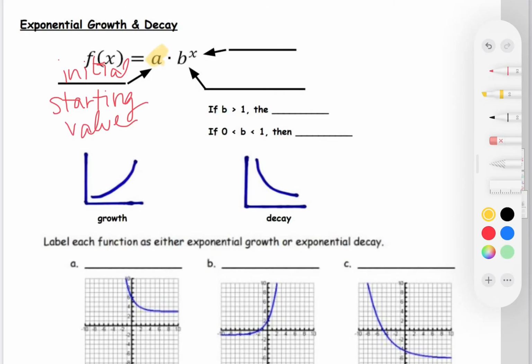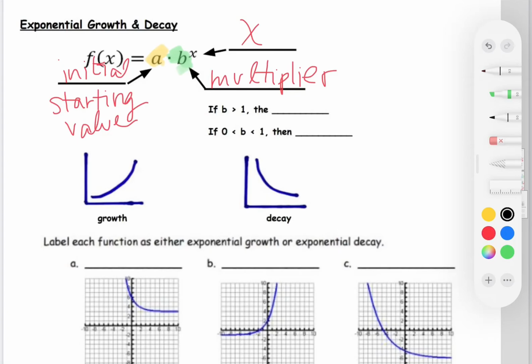That was A. The number that comes next is B. We just called that the multiplier. And then the number on the top is always the letter X. When we do real world problems next week, we'll put numbers up there. But for now, it's always going to be an X.